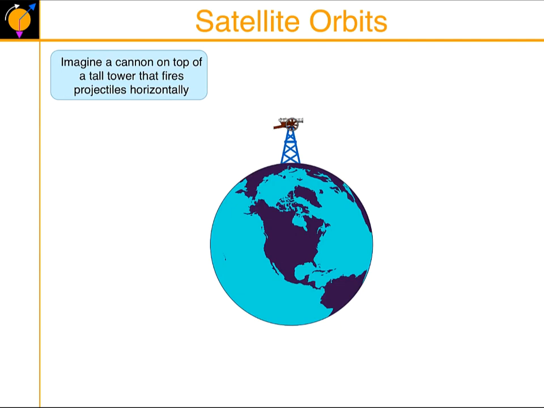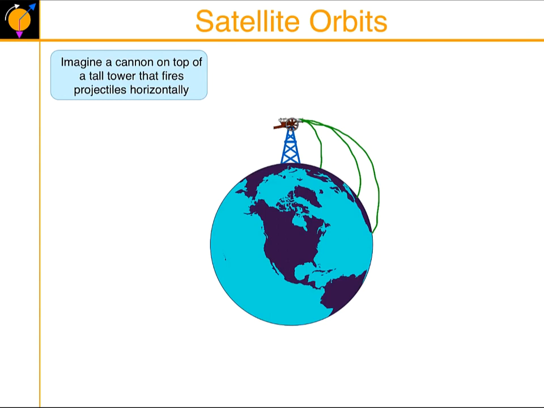Now, let's look at a large cannon on top of a tower at the North Pole, apparently. If it fires a cannonball with a slow speed, what's the cannonball going to do? It's going to go like this, and it's going to fall down like this. If I fire it slightly harder, it'll go further and then fall down. If I fire it slightly harder, further and fall down.